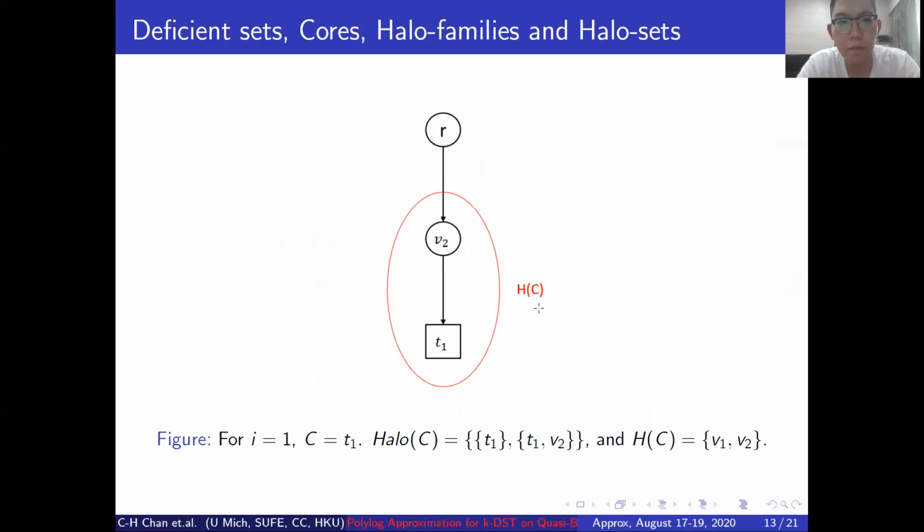Here is a simple example for the deficient sets, cores, hollow families, and hollow sets. For i equal to 1, we can see that the core is this terminal vertex T1, since a core is also a deficient set, and a deficient set has to contain some terminal vertex. The hollow family related to this core contains two deficient sets: T1, and the other deficient set, T1V2. The hollow set is the union of all the deficient sets in this hollow family, so the hollow set will equal T1V2.